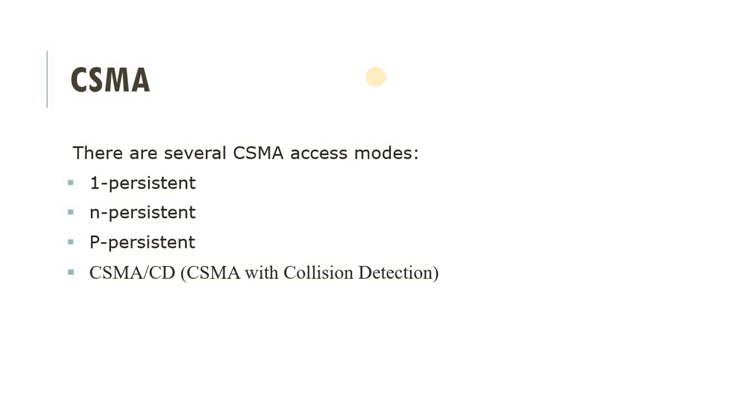There are several CSMA access methods: one persistent, N persistent, P persistent, and CSMA CD, which is an extension of CSMA with collision detection. CD means collision detection. So let's start with the first, which is one persistence.